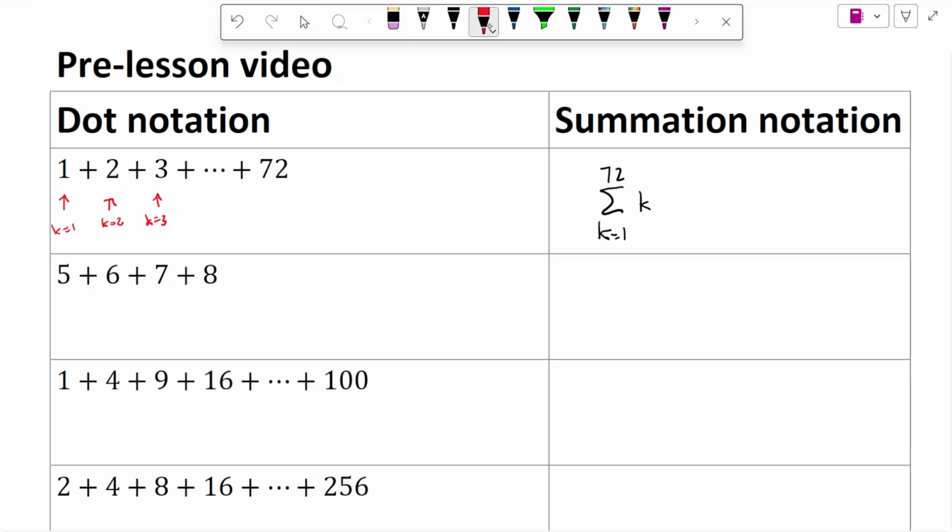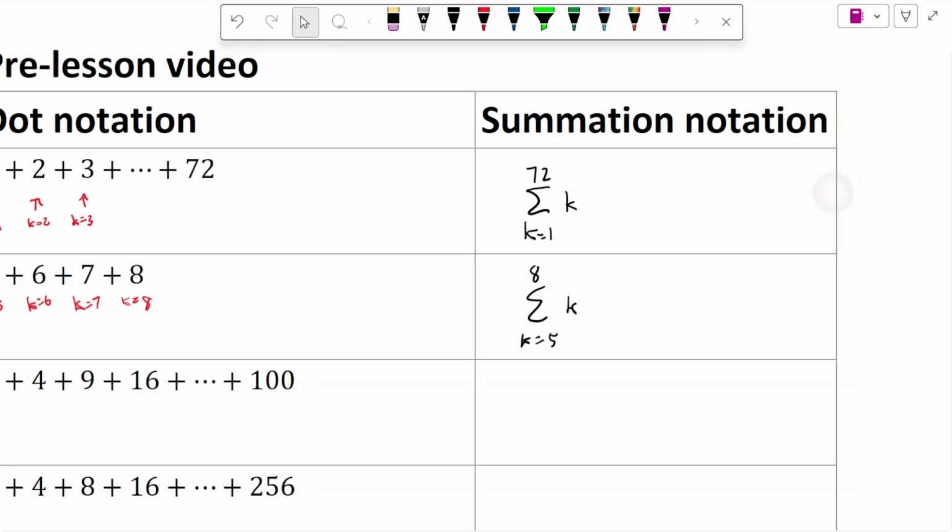Similarly here, k could be 5, k could be 6, k could be 7, and k could be 8 there. So this would be the sum k equals 5 to 8 of just k on its own. Now that's one way you could write the sum. Another way you can write the sum is you could use a different letter like j. So 5 to 8 of j on its own. That would also be correct for the sum.